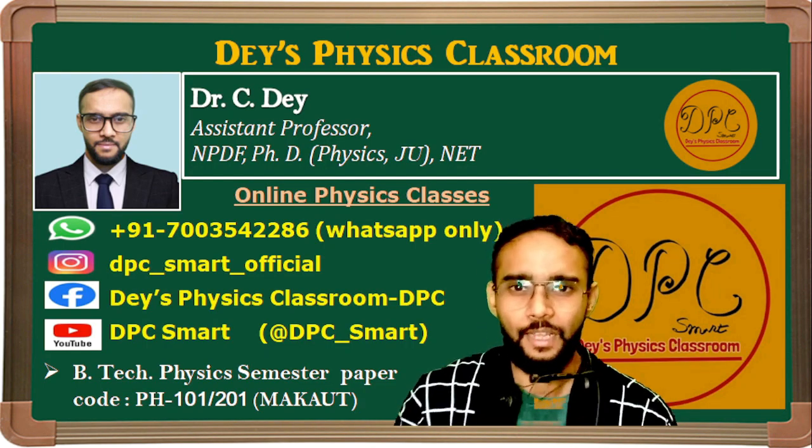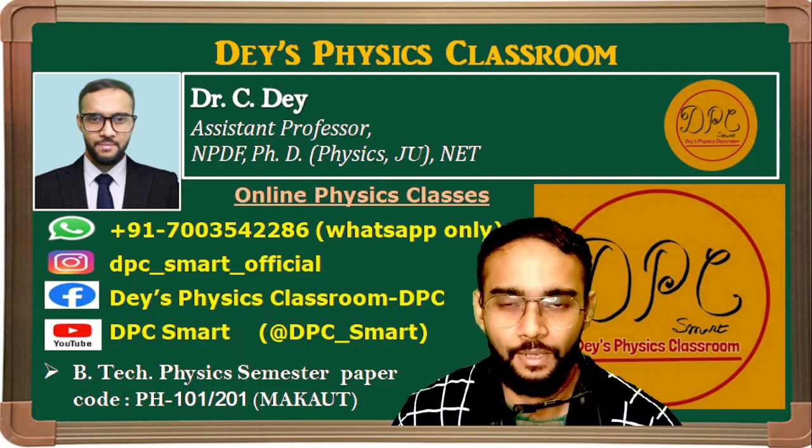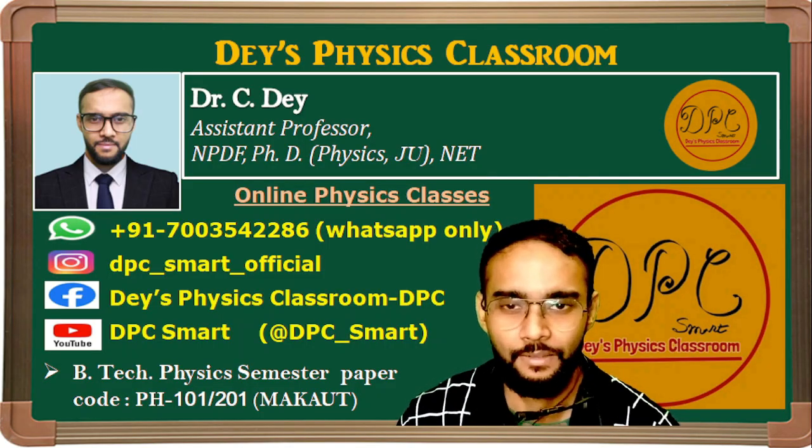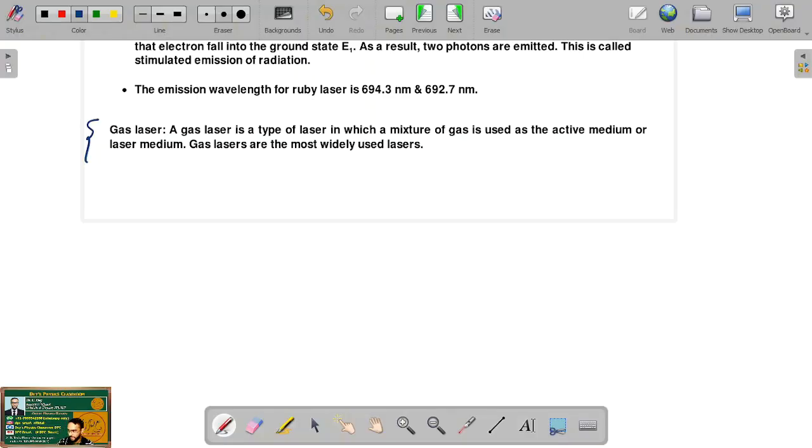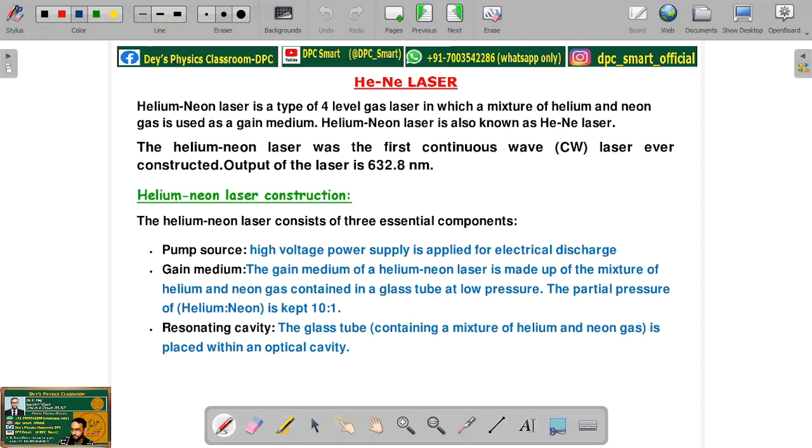Next, another type of laser I will now discuss, that is a gas laser, and the name of the laser is the helium-neon laser. A gas laser is a type of laser in which a mixture of gas is used as an active medium or gain medium. And in most practical cases, gas lasers are used the most. In the MAKAUT syllabus, the gas laser which is included is the helium-neon laser.